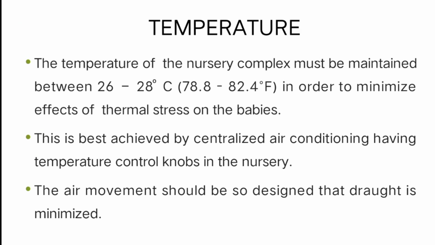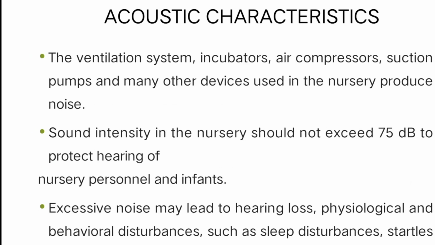Next is temperature. The ideal temperature maintained in special care neonatal units should be between 26 to 28 degrees Celsius, that is about 78.8 to 82.4 degrees Fahrenheit, in order to minimize the effects of thermal stress on the babies. You can also use centralized air conditioning having temperature control knobs in the nursery.